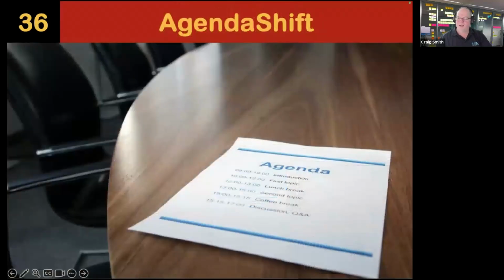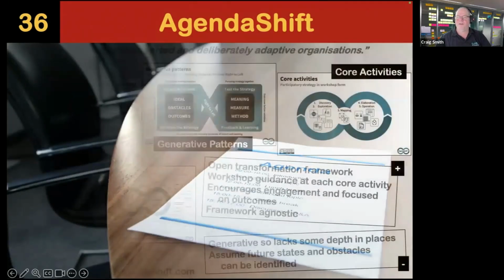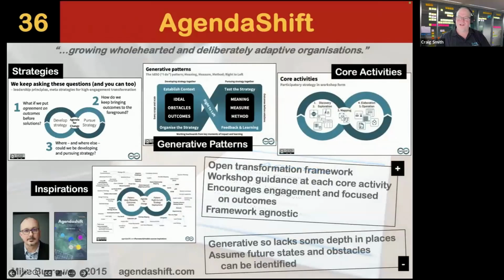If you're wondering about how you transform, a lot of things often sit with different consulting companies. They have their own methods, but if you're after one that's more publicly available, Agenda Shift is one to look at. Dates back to 2015, although Mike continues to tinker around with this. In fact, there were updates just recently to this model. It kind of breaks it down to a bunch of strategies and patterns and activities that you can work through, but it's an open transformation framework.